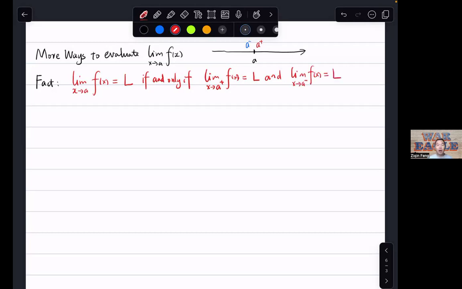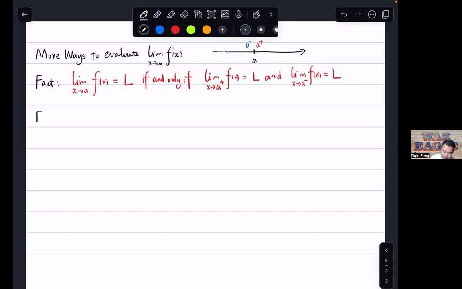So, for example, how do we apply them? For what kind of functions can we apply this fact? Normally, if you have a function whose left side and right side formulas are different, we want to discuss the right limit and left limit. If they agree, the limit equals whatever you get. If they do not agree, the limit at that number doesn't exist. So let's see a quick example. We want to evaluate the limit of this.